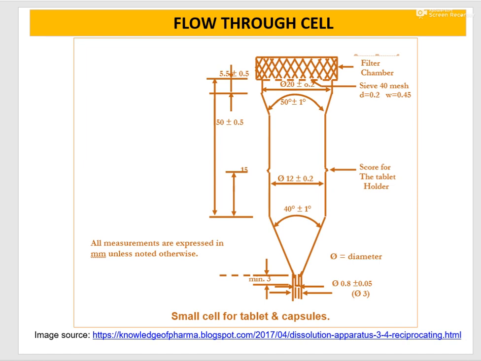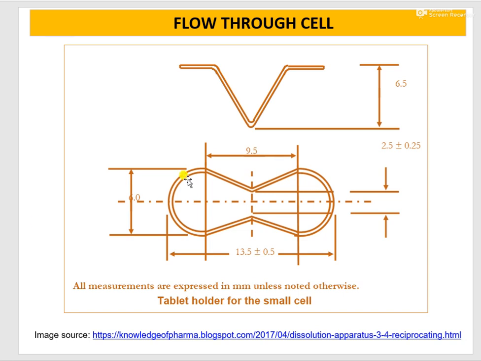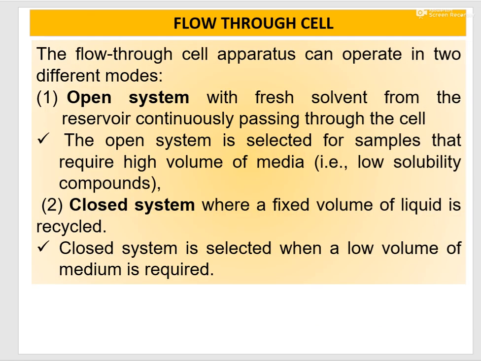Now this slide depicts dimensions for small cell, for tablet and capsule, and this slide depicts tablet holder for small cell. All the dimensions are given. Now flow through cell apparatus can operate in two different ways. One is open system and another is closed system. Open system with fresh solvent from the reservoir continuously passing through the cell.